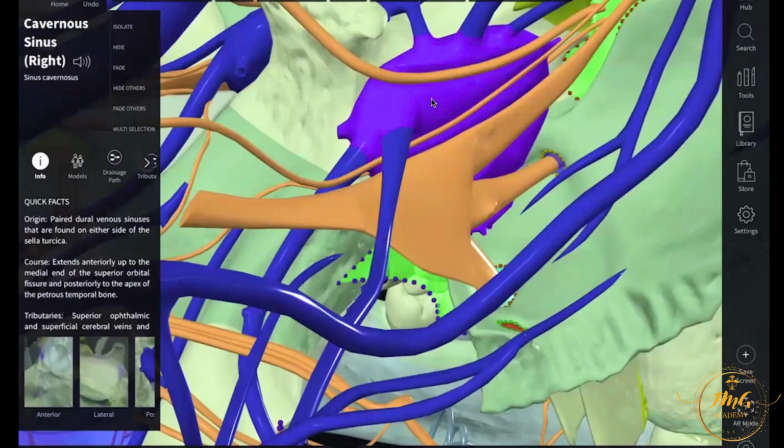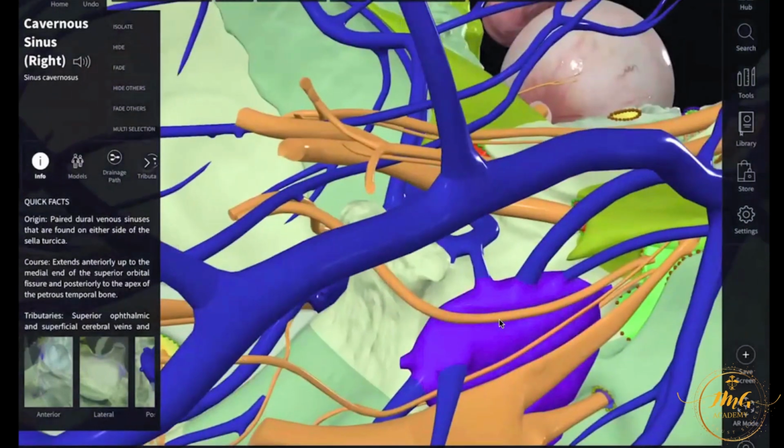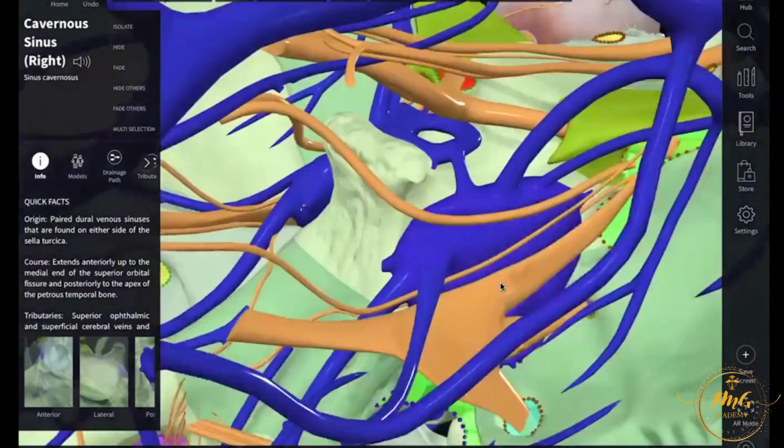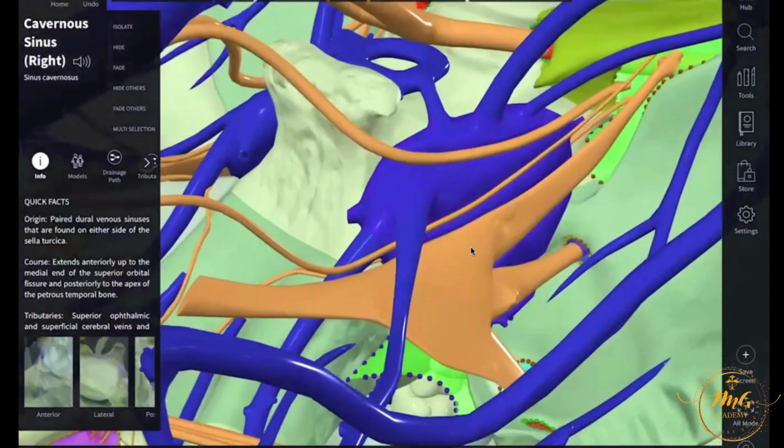The cavernous sinus is located on either side of the sella turcica, right? So this area was our sella turcica. This is our dorsum sellae, right? This is our sella turcica. So on each side of the sella turcica, how many cavernous sinuses are there? One on the right side, another one on the left side. So there are two cavernous sinuses located on each side of the sella turcica.